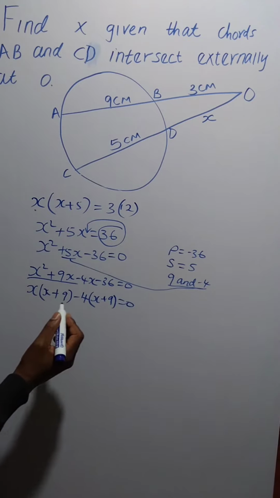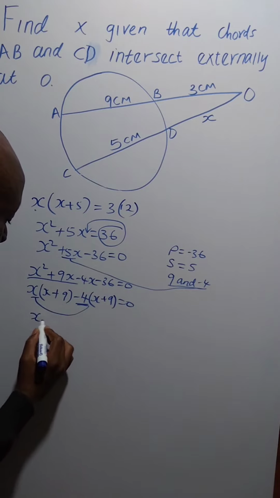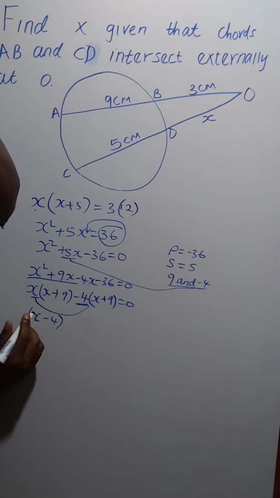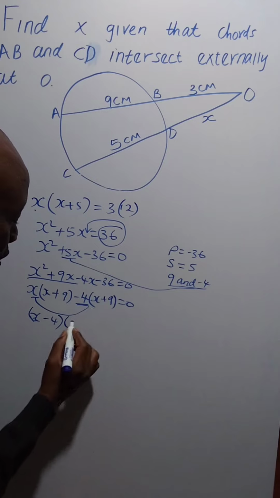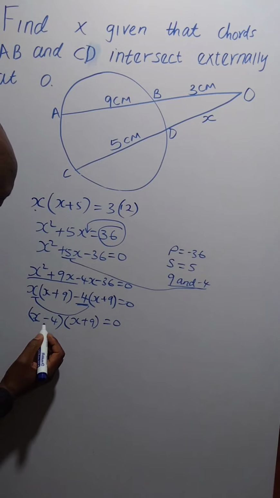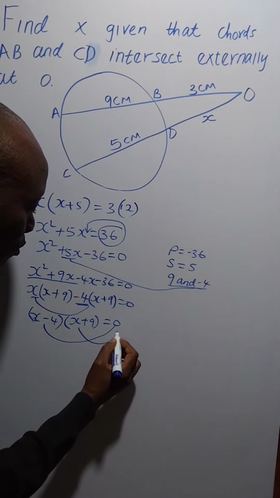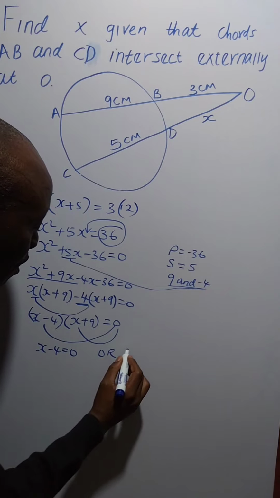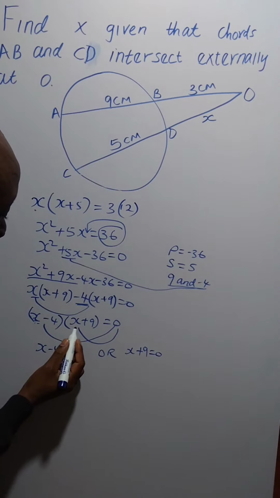Because the brackets are equal, we can form a bracket with this one and this one here. So we shall have it as x minus 4. This one and this one we have formed a bracket, into one of these, x plus 9 is equal to 0. So that means either x minus 4 is equal to 0 or x plus 9 is equal to 0. Either this one is equal to 0 or this one is equal to 0.